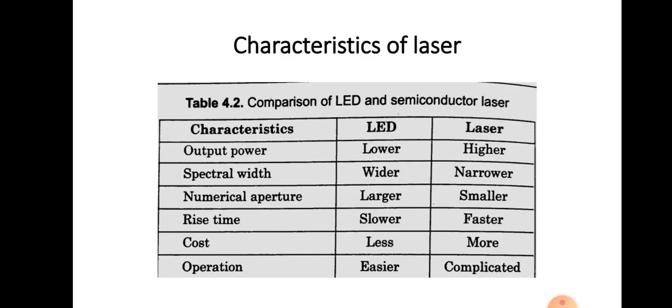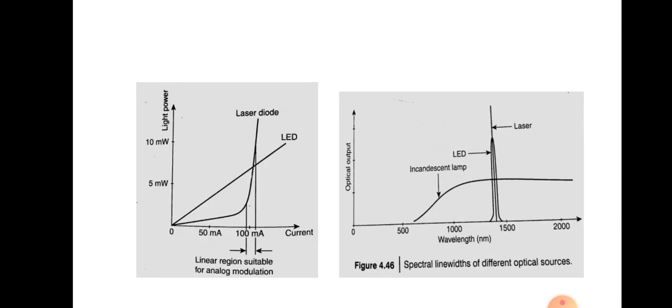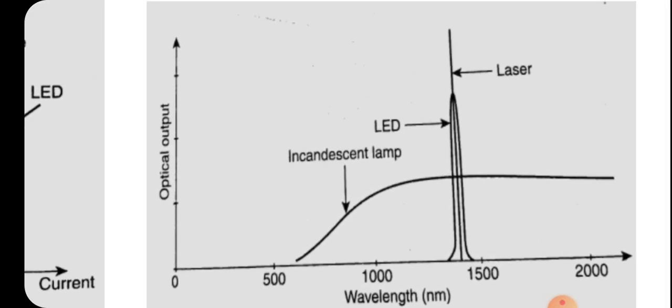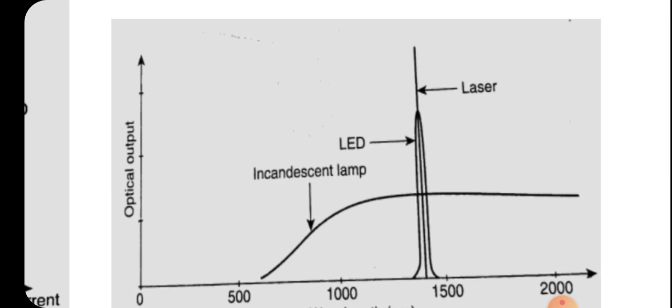So next is the spectral width. Usually the LED source spectral width is wider compared to that of the laser. That means the frequency components in the LED spectrum are more than the frequency components in the case of the laser. We have discussed this in the previous sessions. In the case of LED, the spectrum has a shape like this. You can see here that for different LEDs, the spectrum will have different widths.